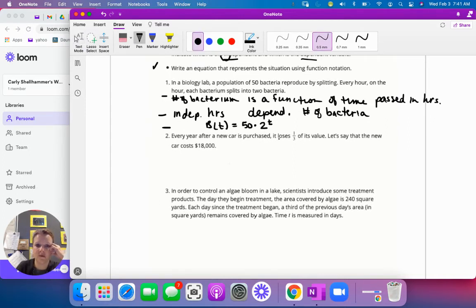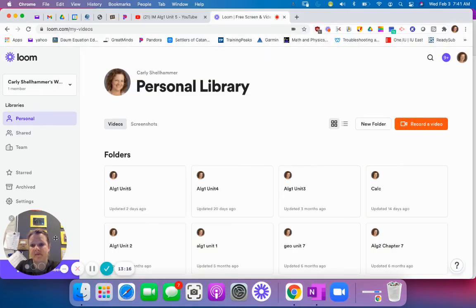Okay, this next one, every year a new car is purchased, it loses a third of its value. I'll give you a hint. You have to figure out how much is remaining. Let's say the new car cost $18,000. Now, I really would challenge you to push pause and see if you can figure it out on your own. All right? So push pause, and I'll push pause too, and we'll come back.